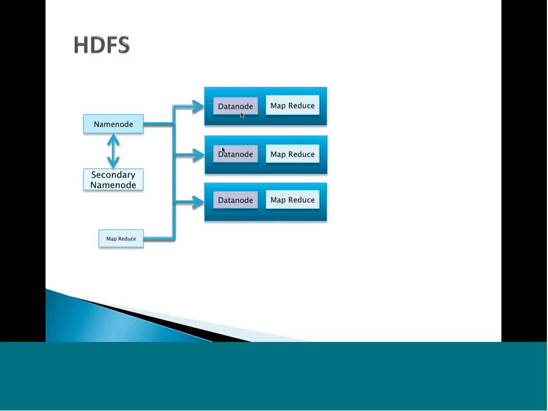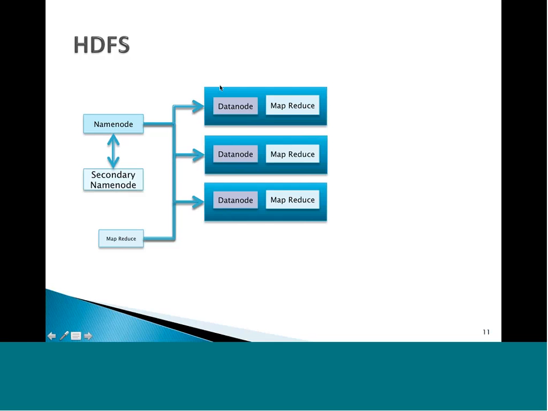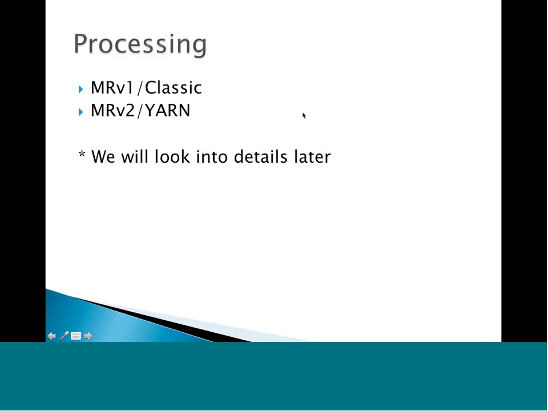I just want to start giving you terms so that you can memorize them. For storage, all the slaves will have a data node, and the name node and secondary name node are termed as masters. For processing, I didn't give the details. I just made a generic term called MapReduce because there are 2 architectures for processing: one is classic, which is being decommissioned or deprecated, and the other is YARN, which is the latest and will be used going forward. We will look into these details later.